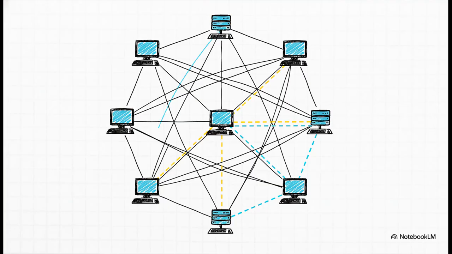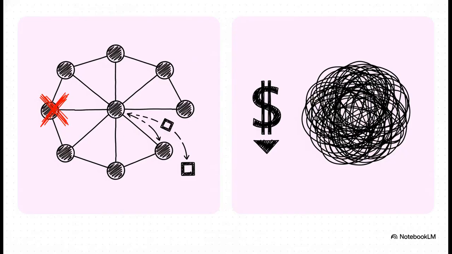The whole idea behind mesh is total, absolute connection. In a full mesh network, every single device is directly connected to every other device. Just try to picture that. It's like a crazy complex spider's web, where there are tons of different paths to get from any one point to any other.